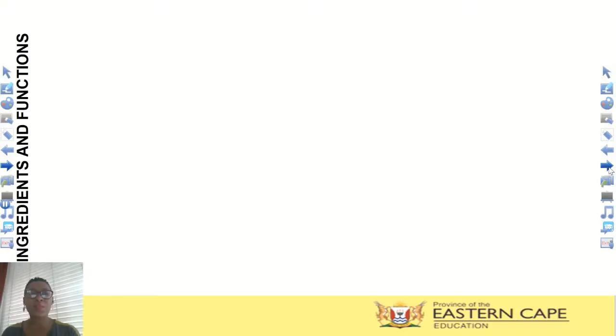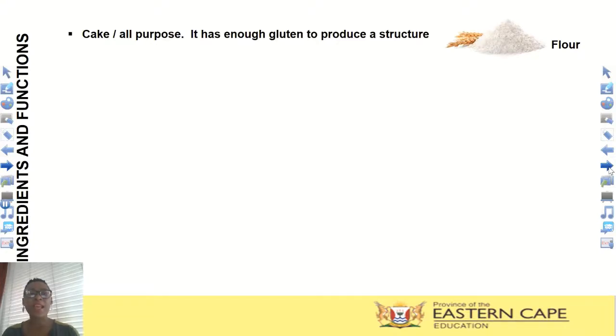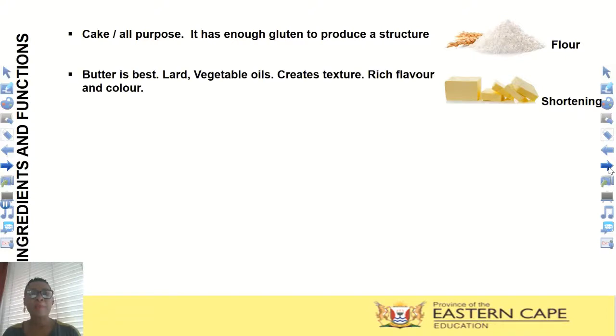Okay, let's look at the ingredients and functions. You have flour. You can use cake flour or all-purpose flour. The flour has enough gluten to produce a structure. Shortening. Butter is best, but you can also use lard or vegetable oils. They create texture. They are rich in flavor as well as color.